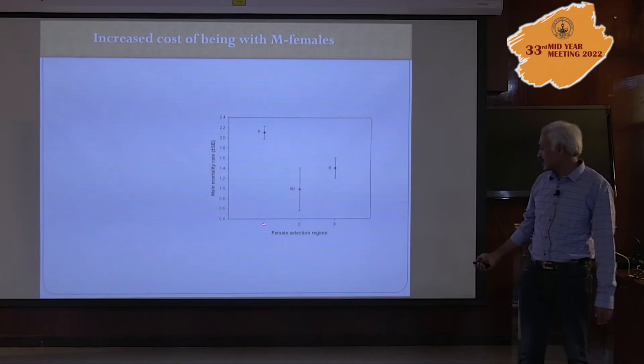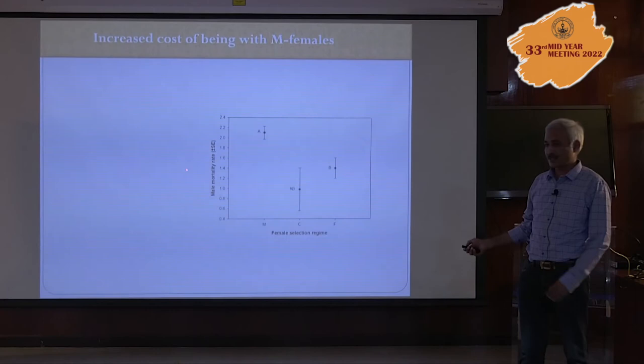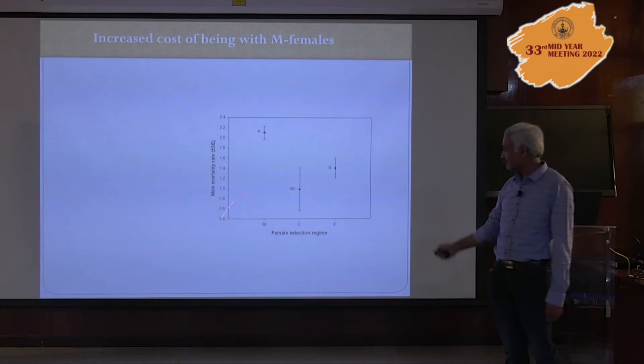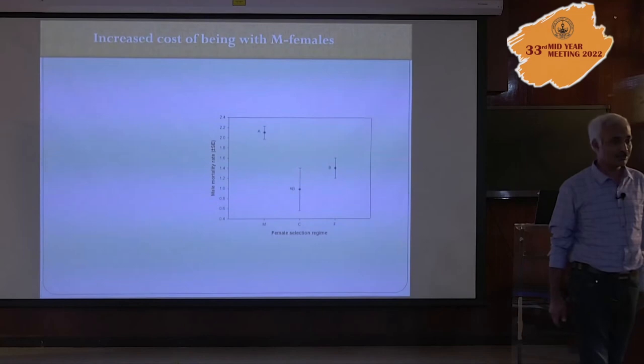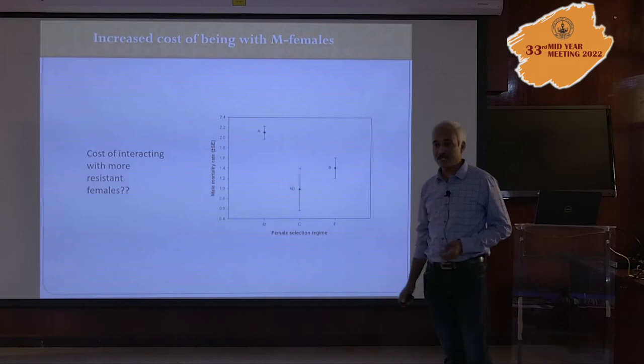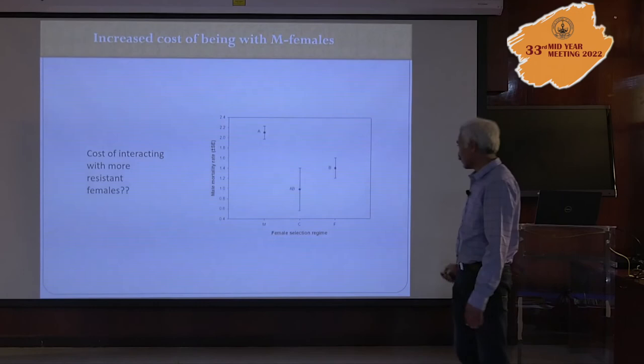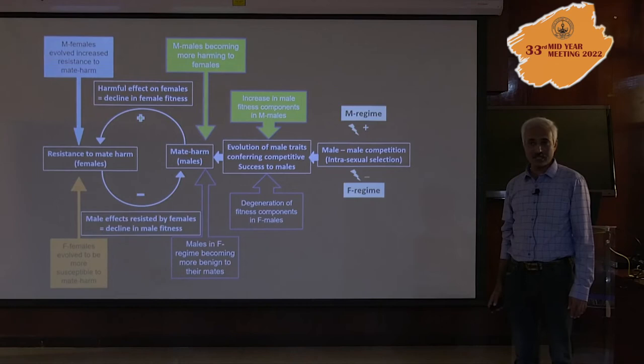These are females from different populations. This is the longevity of the males, or the mortality of the males, that have been combined with females from different populations. What you see is if males were housed with male biased females, they die more compared to when housed with females from the female biased population. So there is a negative effect on the males of interacting with females that are more resistant, right? So the males do pay a cost. So in that sense, we have evidence for the negative effect of female evolution on male fitness also.